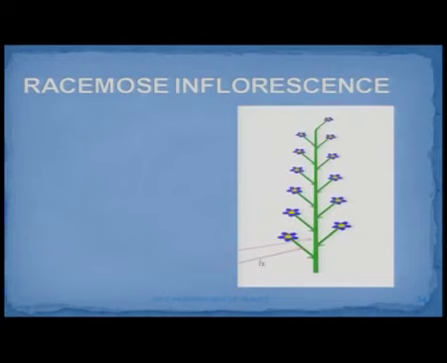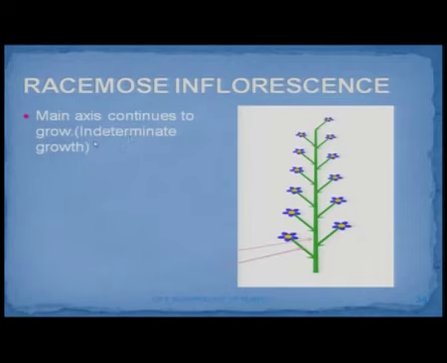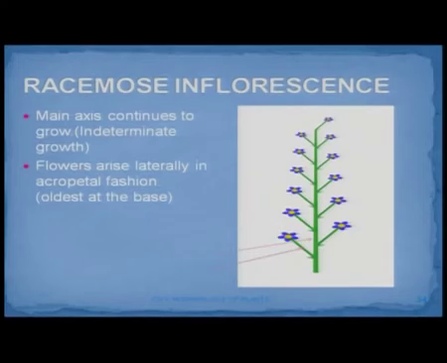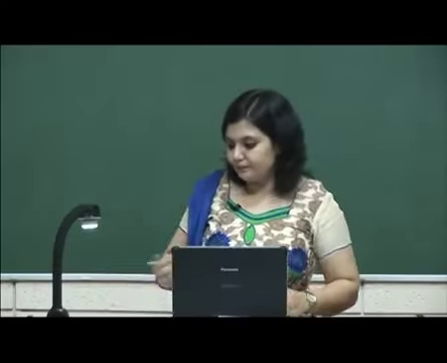inflorescence and cymose inflorescence. Here in this picture, you can see the racemose inflorescence, where the main axis continues to grow, that is, it shows indeterminate growth, and the flowers arise laterally in acropetal fashion. I had earlier also told you acropetal means youngest at the base, but you do not have to mug these things up. I will show you a very easy way to understand and learn it.